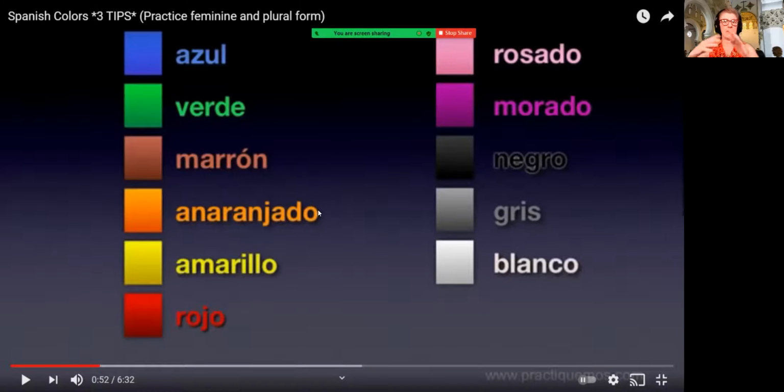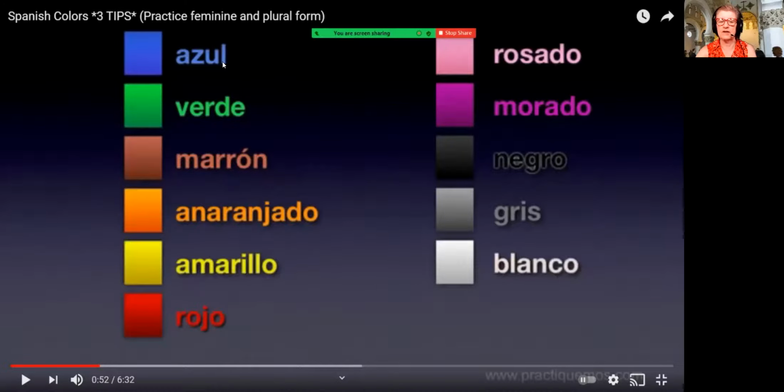Okay, so let's take a look at these. Anytime an adjective, whether it's a color or any other description, but we're starting just with colors, ends in an O in the base form of the word, anaranjado, amarillo, rojo, rosado, morado, negro, blanco, they have to have a corresponding feminine form. And so we'll flip the O to an A. They'll become anaranjada, amarilla, roja, rosada, morada, negra, blanca, all ending in an A. Okay? So if it ends in an O, it'll need to have a corresponding A form, a feminine form.